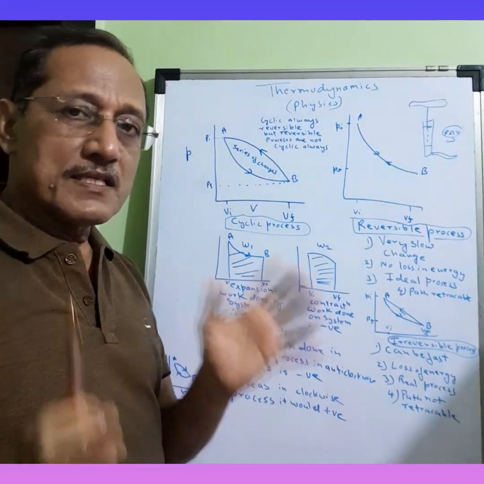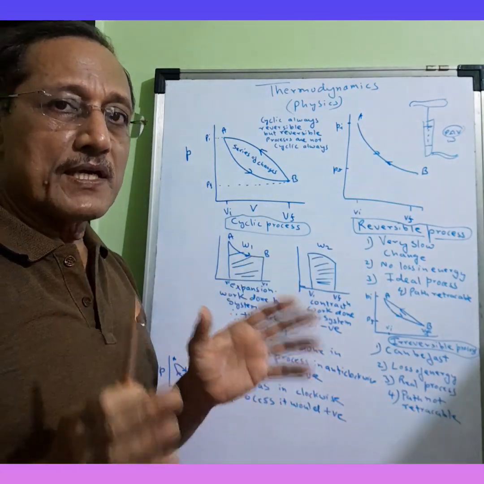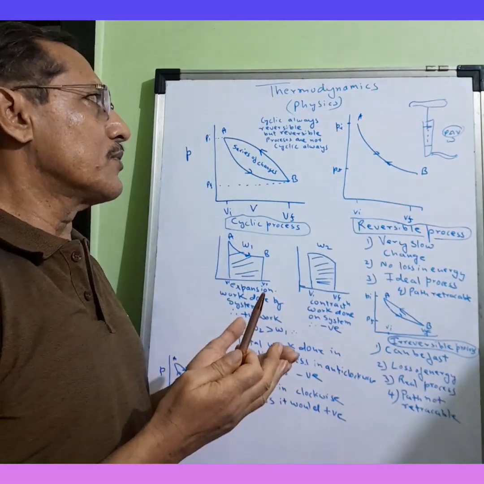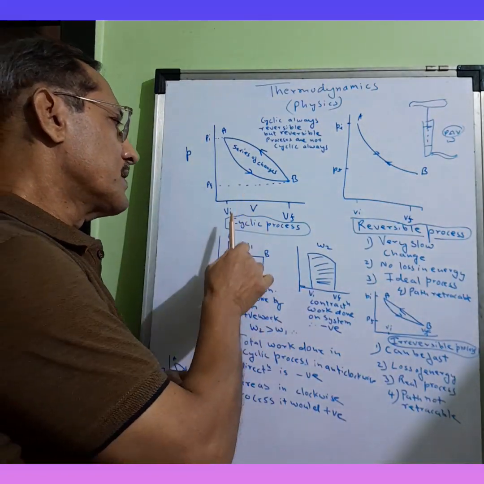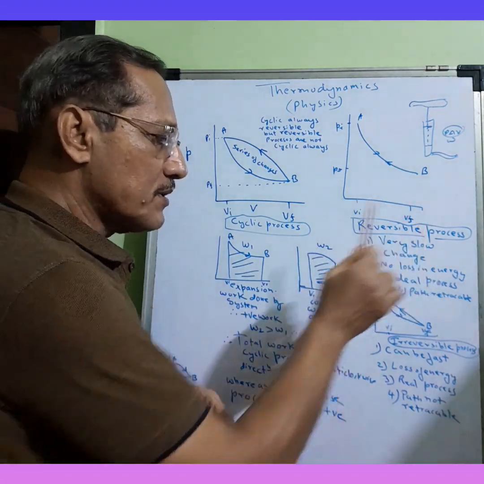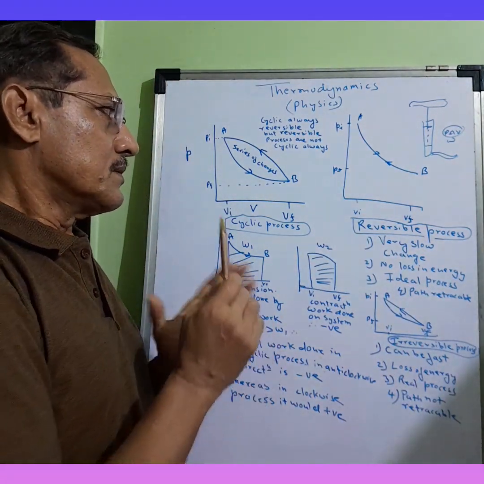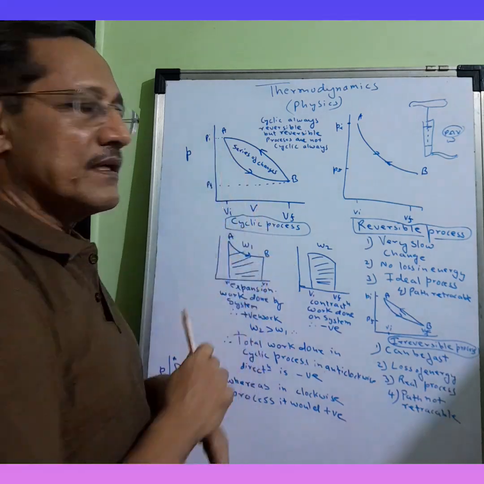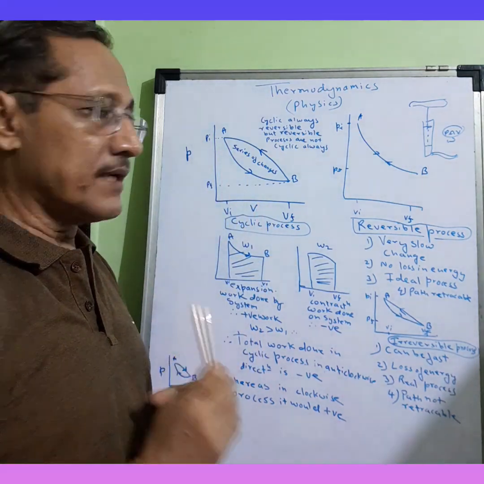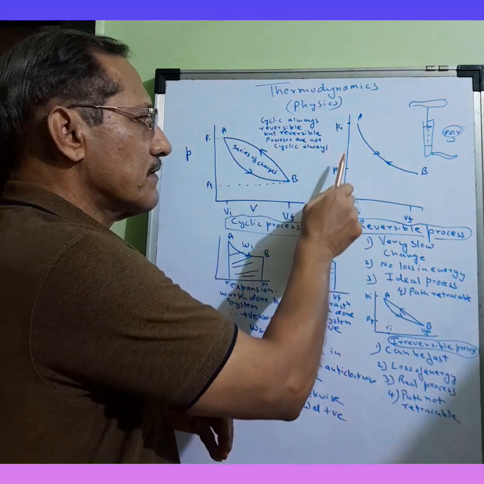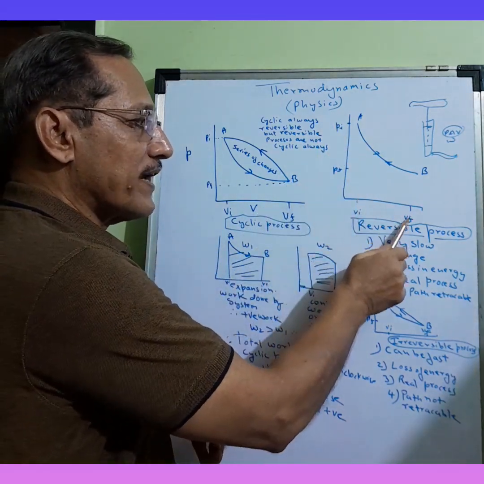Hi guys, in this video we are going to try and understand thermodynamics in physics. In thermodynamics we are going to talk about cyclic process, reversible process and irreversible process. Alright, so these are all PV graphs. Now, pressure-volume graph: initial pressure, initial volume, final volume.